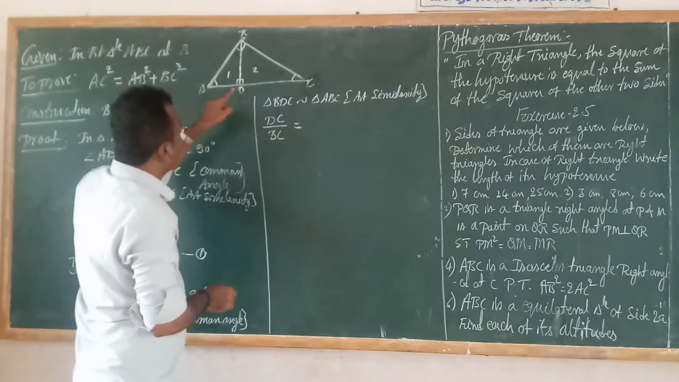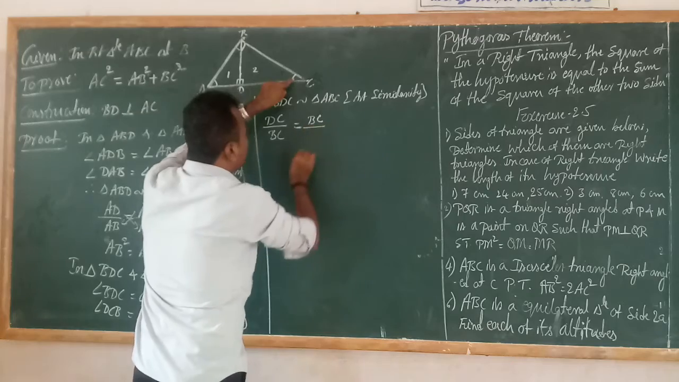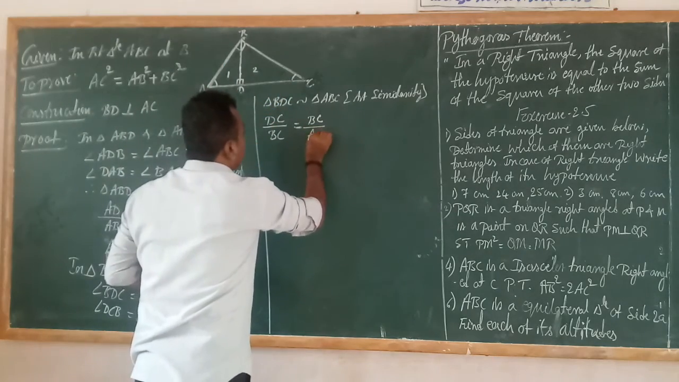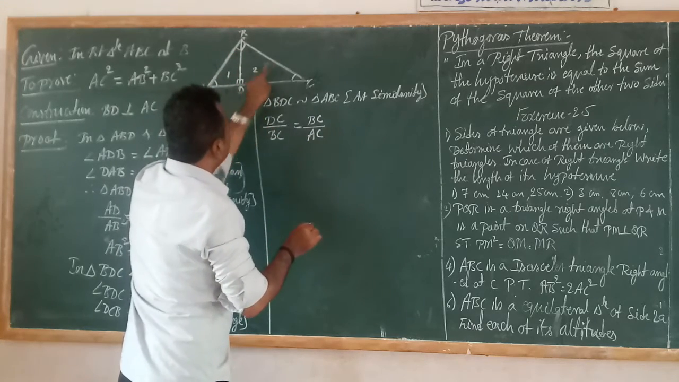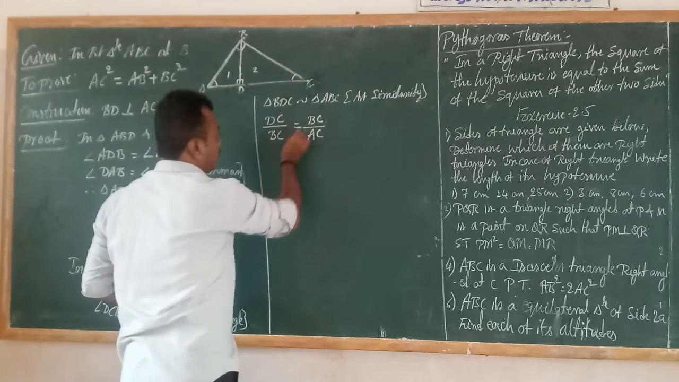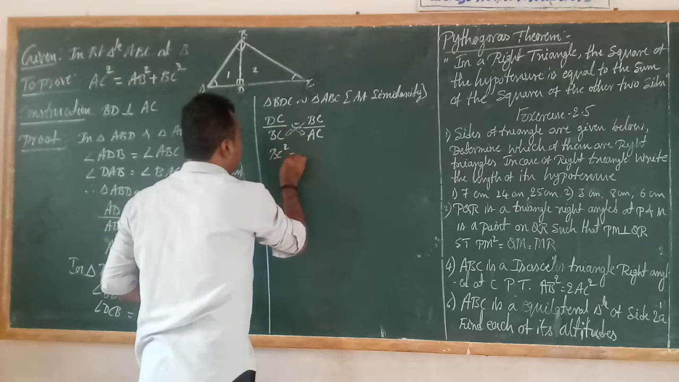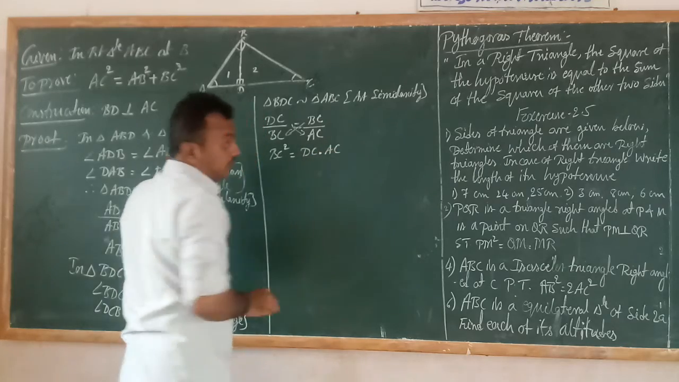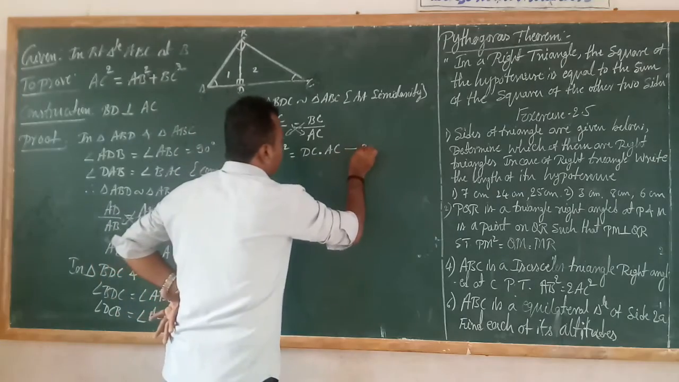hypotenuse we should take. What is the hypotenuse of BDC? Yes, BC is the hypotenuse. BC by, and then what is the hypotenuse of ABC? Then AC. ABC hypotenuse AC, BDC hypotenuse BC. Okay, BC by AC. So now we should cross multiply. BC into BC, BC square, is equal to DC into AC. Dot is indicated as into. Next, BC square is equal to DC into AC, called number 2.